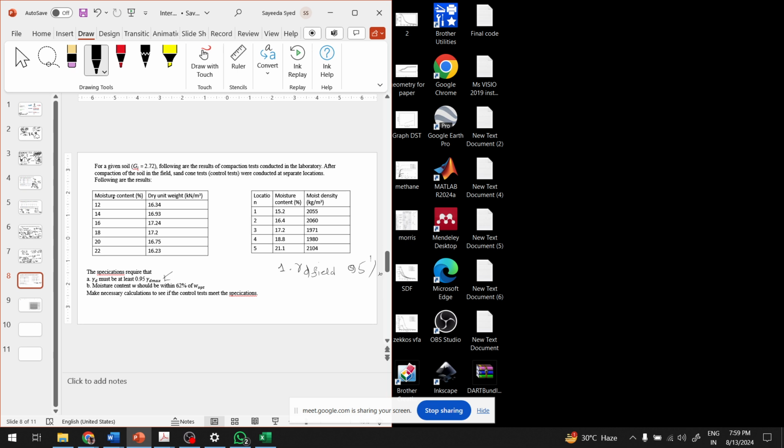So first we need to draw the Proctor chart and calculate the gamma D. The second specification requires that moisture content should be within 62% of W optimum. We know the moisture content from here. We will calculate the W optimum and check if all these are within 62% of the water content or not. Okay, so let us take this to Excel and try to find OMC and the MDD.